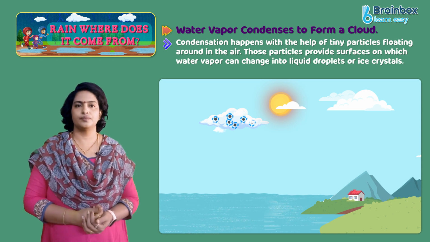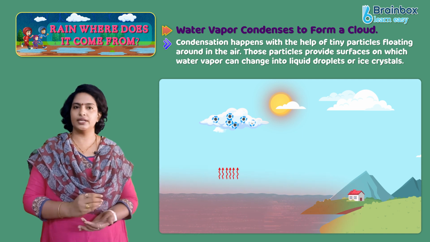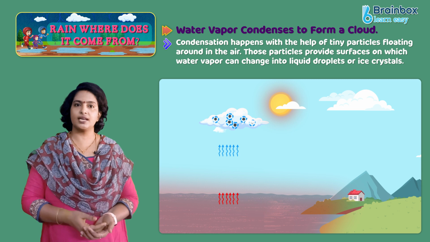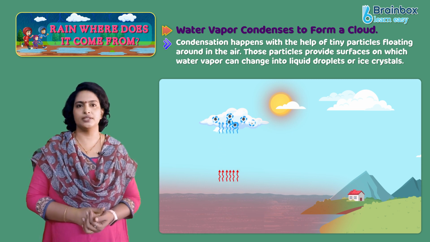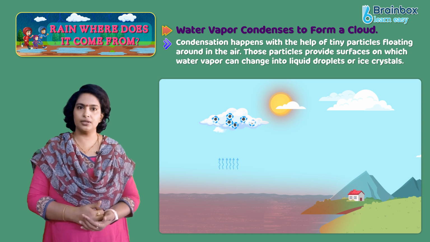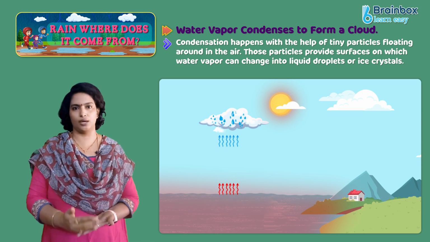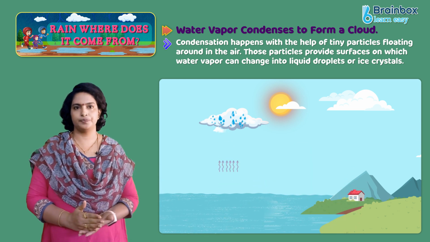So warm water vapor rises up through Earth's atmosphere. As the water vapor rises higher and higher, the cool air of the atmosphere causes the water vapor to turn back into liquid water, creating clouds. So this process is called condensation.